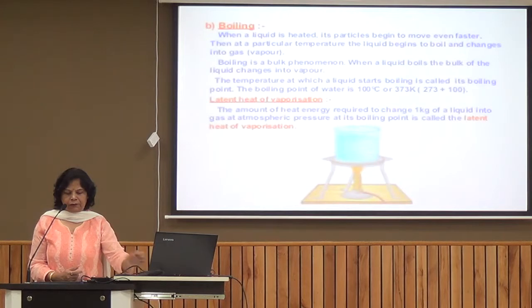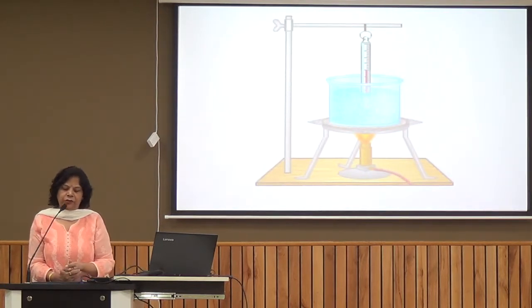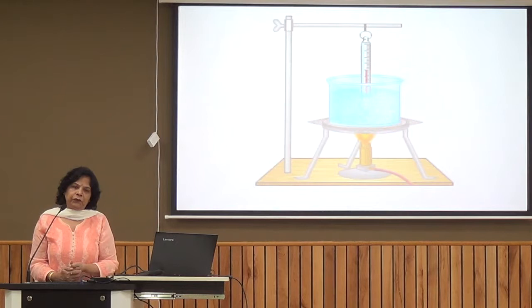Now we can set up an apparatus to determine the boiling point of water. Here this is the apparatus. We take water in a beaker, and again we want to determine its boiling point. So we need a laboratory thermometer. We place the thermometer and start heating the water. You'll see the temperature starts increasing, and the level of mercury in the thermometer keeps on rising.